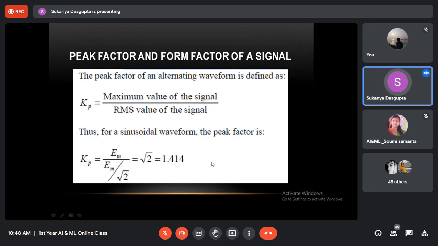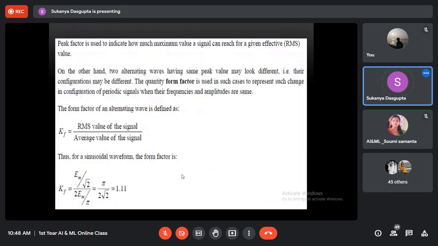So the peak factor of an alternating waveform is equal to 1.414. It is just indicating how much the maximum value of a signal can reach for a given effective value. This is the basic definition of the peak factor.